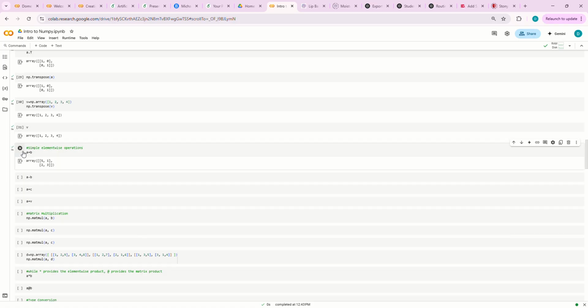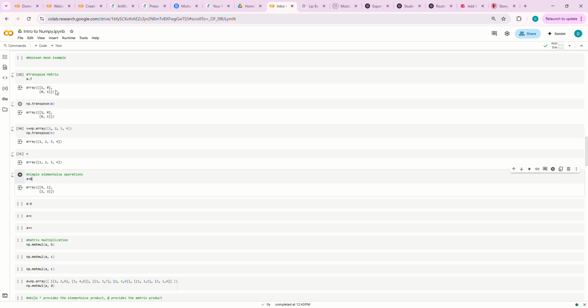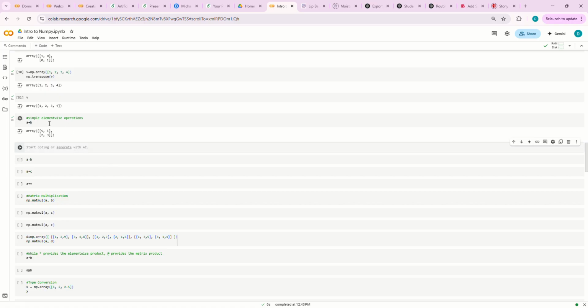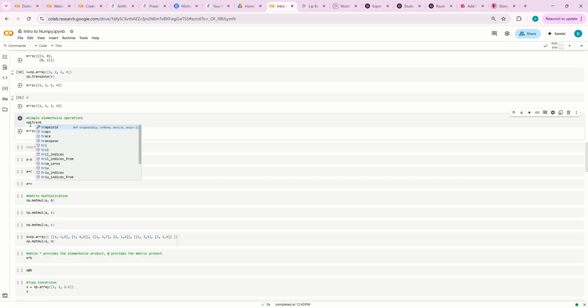We do simple element-wise operations. We can add together A and B, and if we do that with the transpose, we get an operation that's a little bit more interesting.